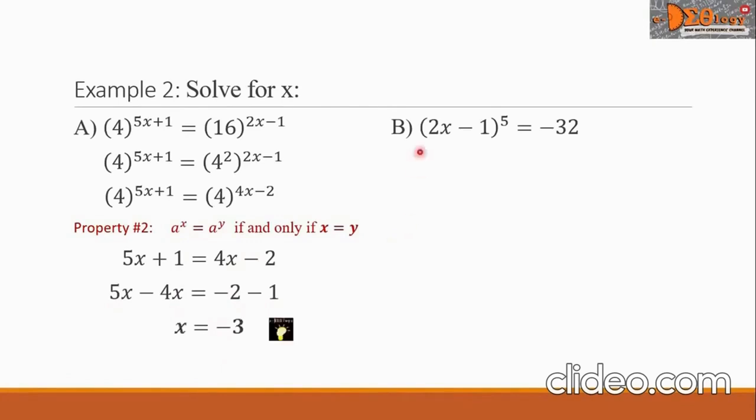Let's go to problem B. The quantity 2x minus 1 is raised to 5 equals negative 32.